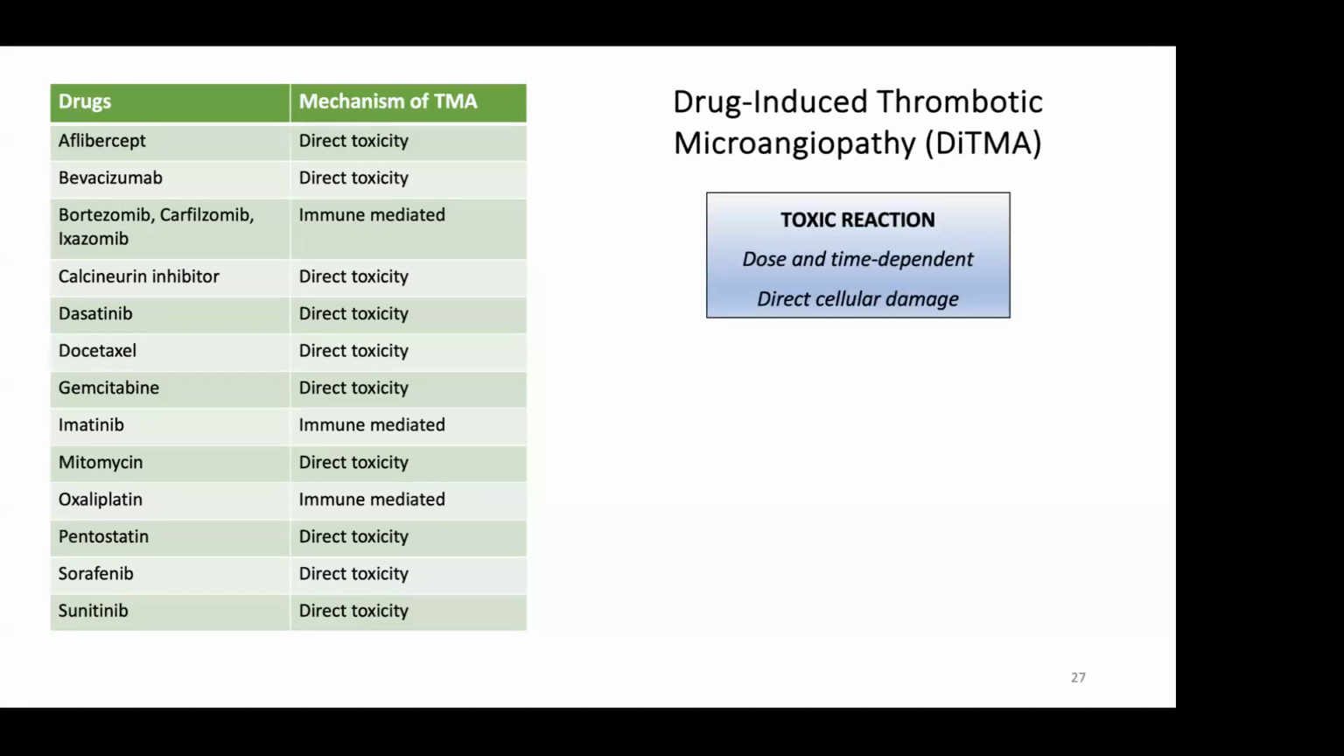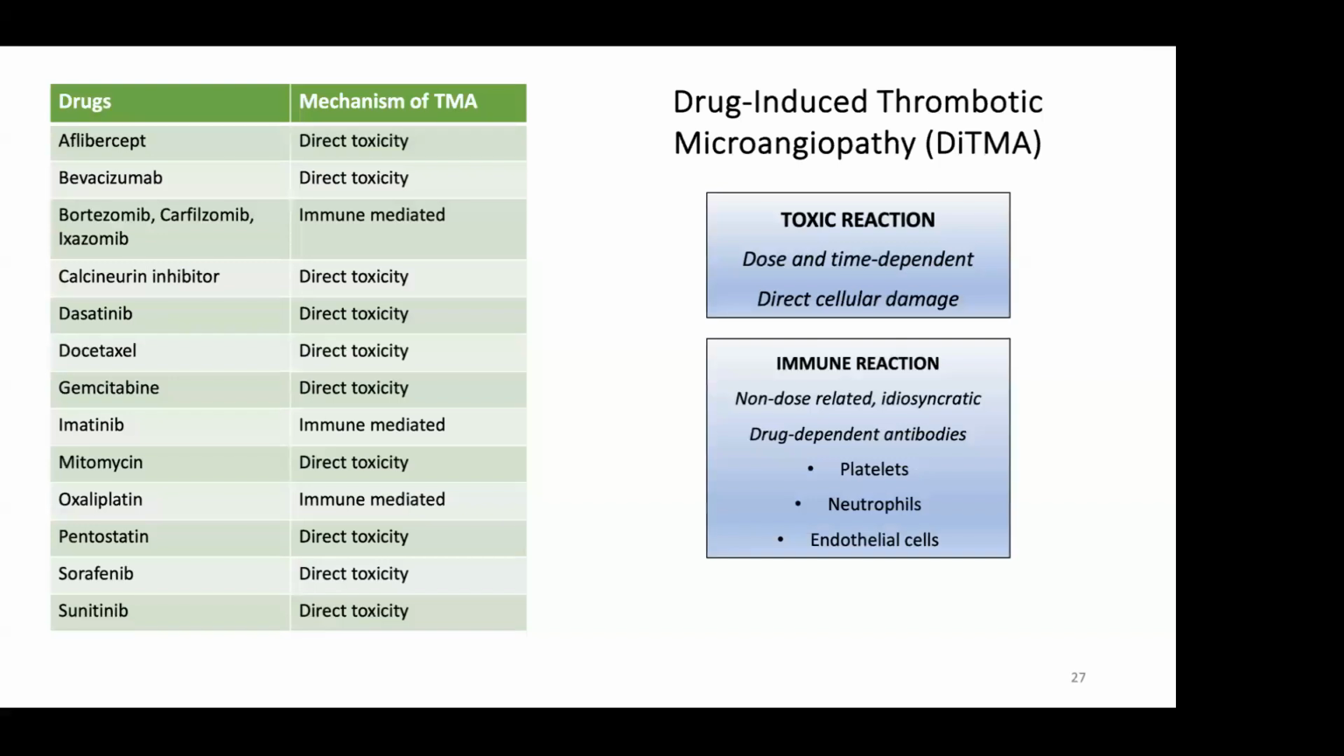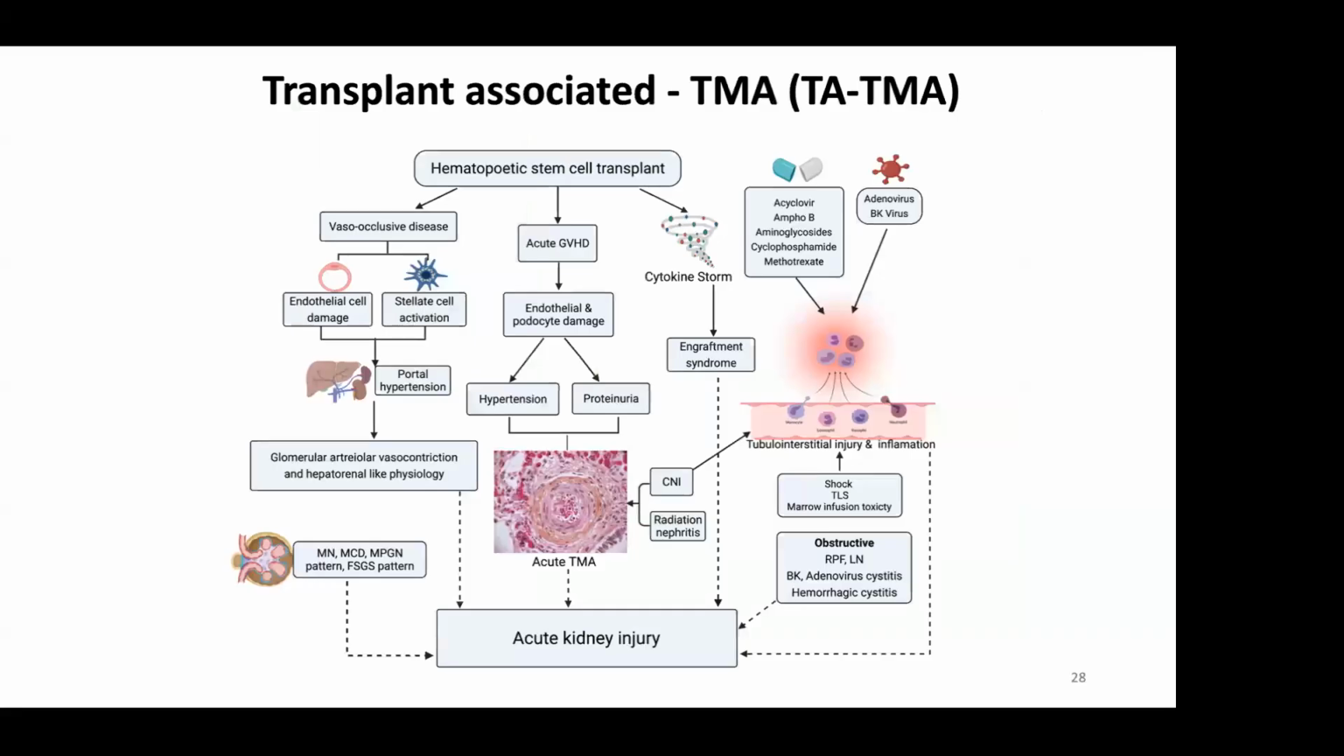The toxic reactions could be dose and time dependent. It can happen with a single dose. It can happen with multiple doses based on the drugs which we are using. And like I said, it could be because of direct cellular damage, an immune reaction, or an idiosyncratic reaction, and can happen even with the first dose. And usually the immune-mediated ones are the ones which can cause systemic injury, like the presence of hematological thrombotic microangiopathy plus an organ-threatening thrombotic microangiopathy.